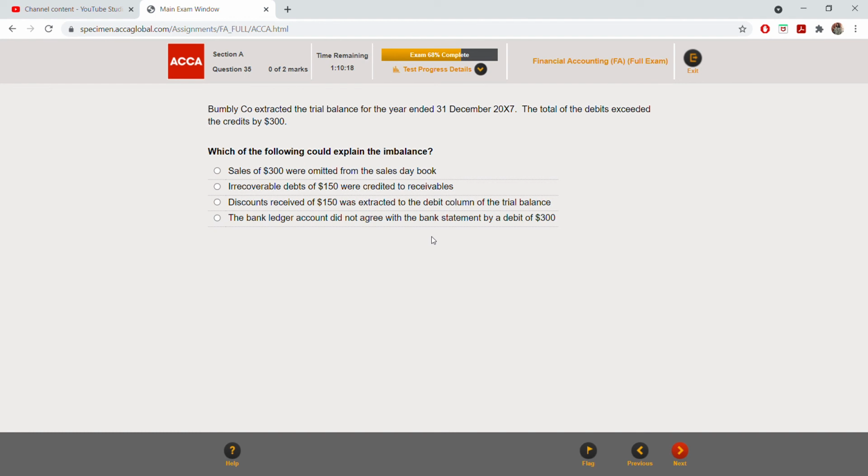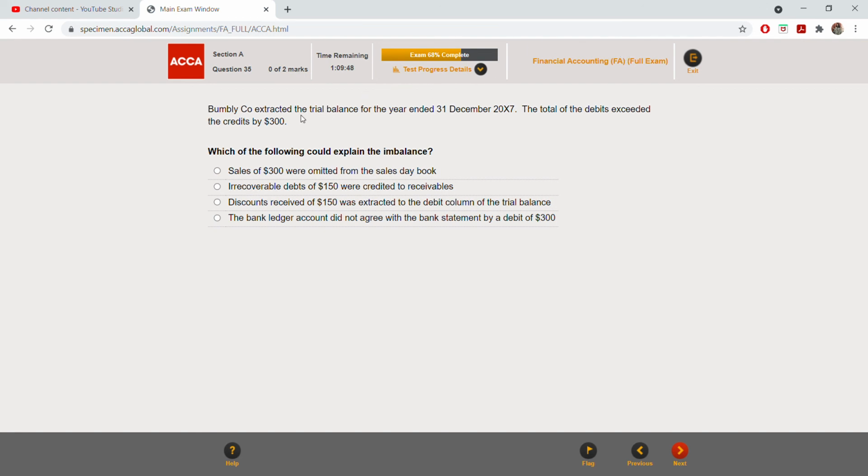Okay. Sales of 300 were omitted from the sales daybook. See, total of the debit exceeds the credit. Okay, debit is more. So sales of 300 omitted means your credit will not be there. It has nothing to do with debit. It will not affect. So the first one is not the answer. Irrecoverable debt of 150 was credited to receivable. This is also not, because your debit side is more. They told it is credited to receivable, so that should increase your credit side, but they are saying debit side is more.